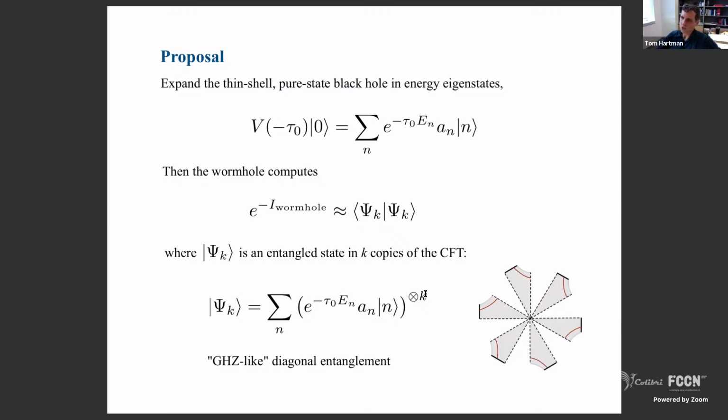This is similar to a GHZ state that's discussed in quantum information and qubits, where you have, for example, 0, 0, 0 plus 1, 1, 1, which is the classic GHZ state. So the claim is that this wormhole is calculating the norm of a GHZ state. That's the basic proposal.